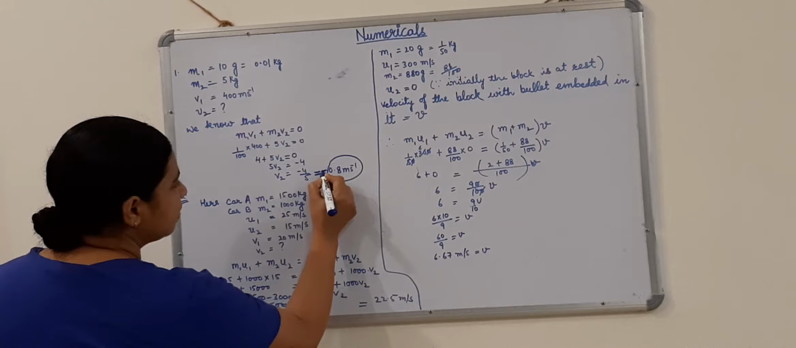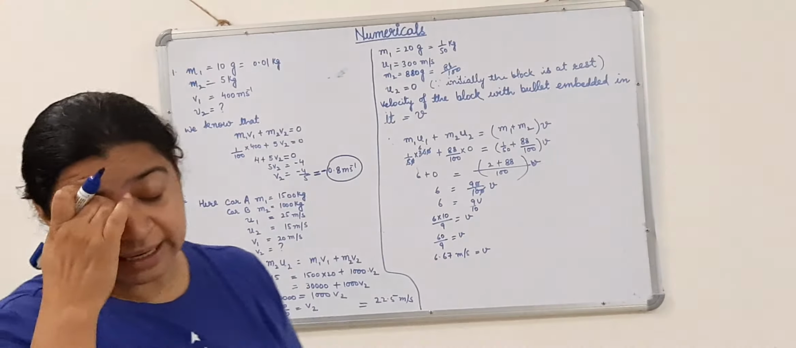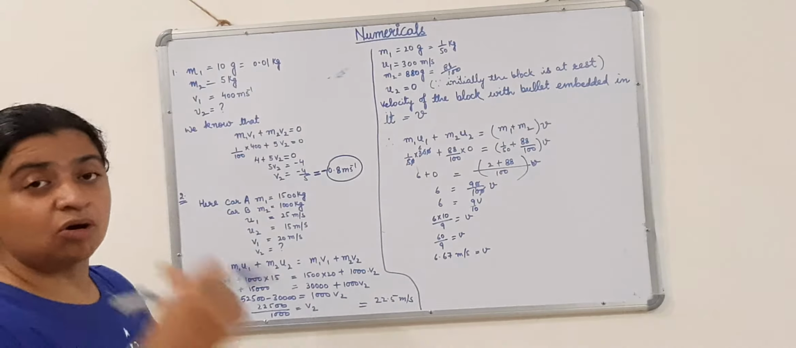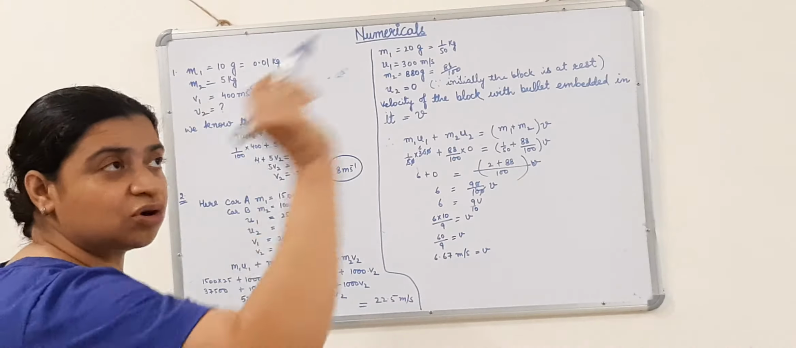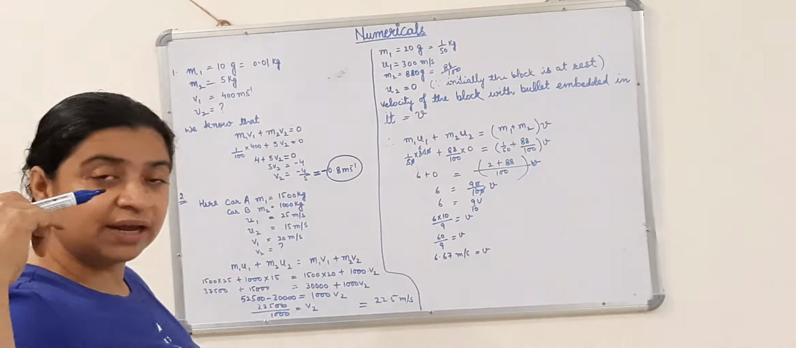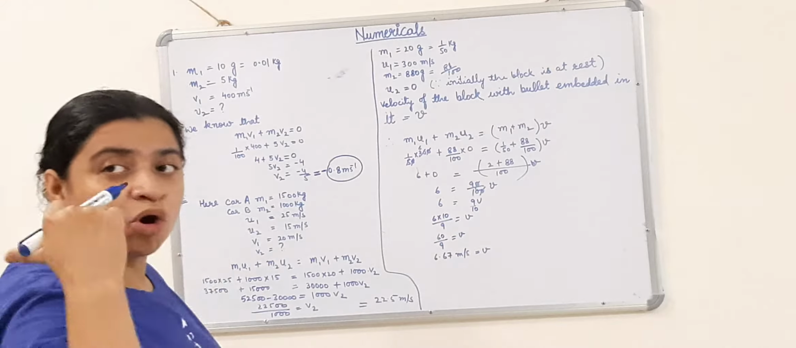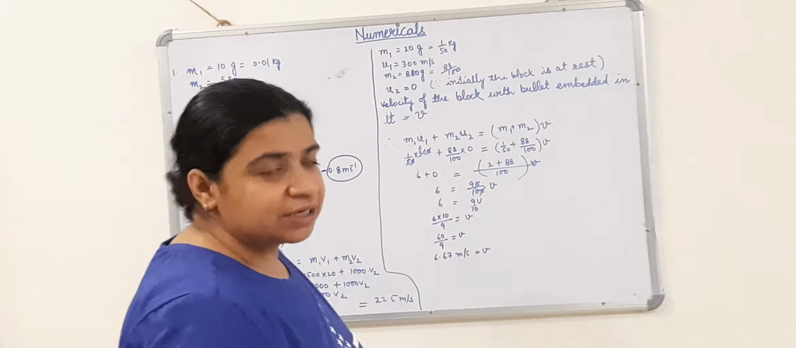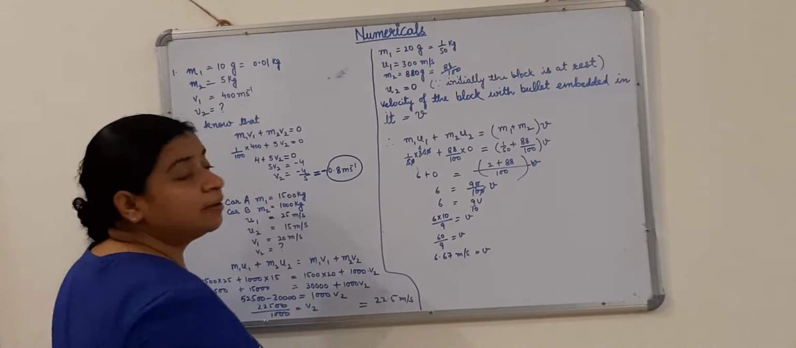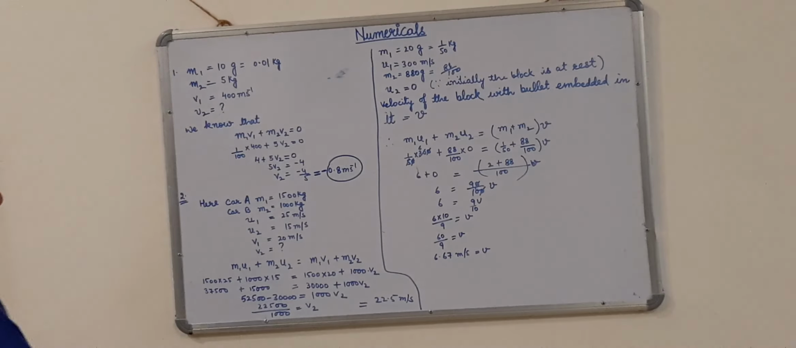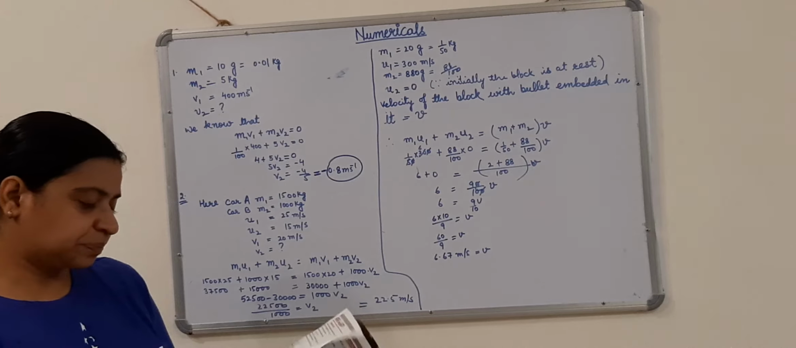And what about this minus sign? The minus sign indicates that the gun recoils in the opposite direction of the bullet. If the bullet has gone this side, the gun will be recoiling that side, that is, in the opposite direction of the bullet. That is why we have got the minus sign here. I hope it is clear, children. So let's switch over to our next numerical.